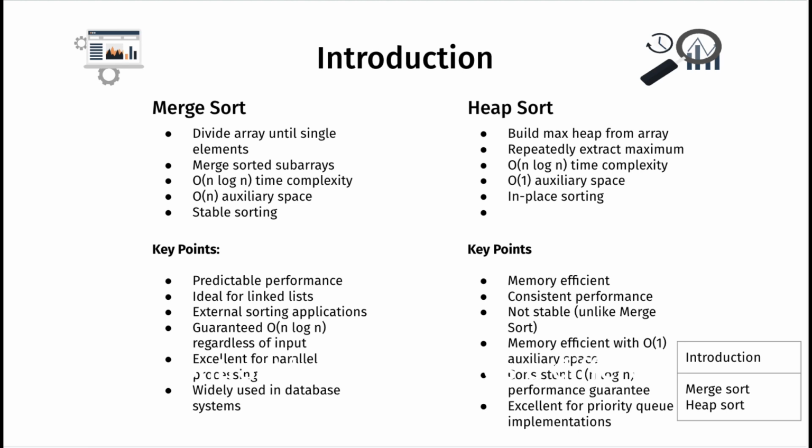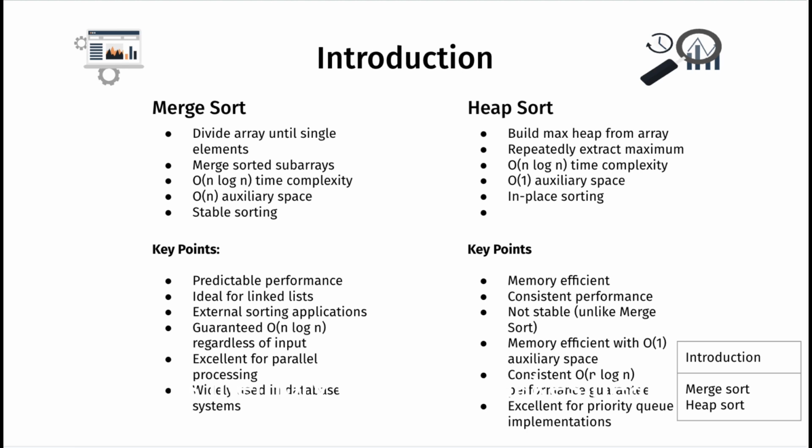In contrast, heap sort takes a different approach by leveraging the binary heap data structure. This algorithm works in two phases. First, building a max heap from the input array, then repeatedly extracting the maximum element to sort the data. Like merge sort, it maintains an O(n log n) time complexity, but with a significant advantage. It performs sorting in place, requiring only O(1) auxiliary space.